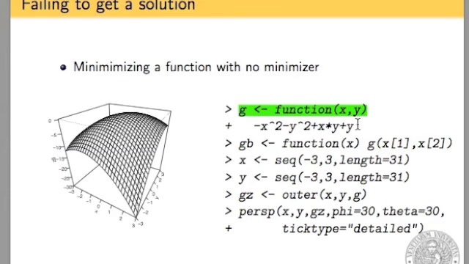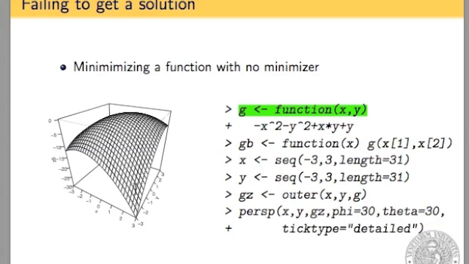That's exactly the same function that we have seen before. This is my function, g. It's a function of x and y that we have already seen: minus x squared minus y squared plus x times y plus y. So if I want to find the minimizer of this function, I have, as you know, to define the b version of the function as a function of a unique variable. I define proper sequences for x and y, and I can plot a graph of the function.